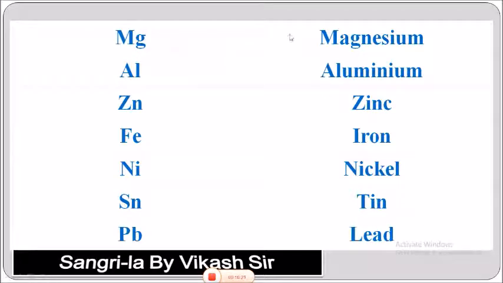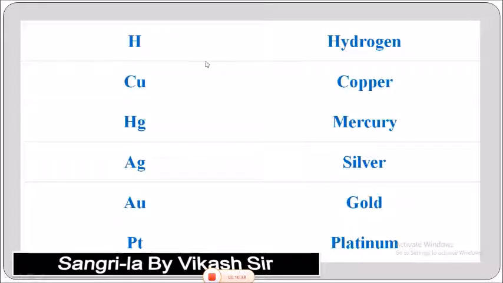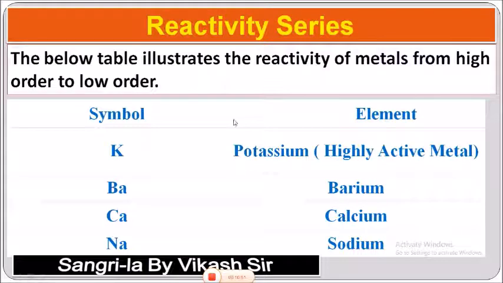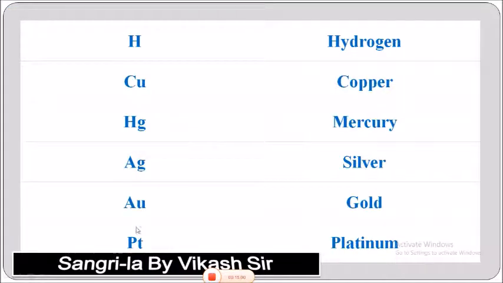You can remember Mg for magnesium, Al for aluminum, Zn for zinc, Fe for iron, Ni for nickel, Sn for tin, Pb for lead. Next hydrogen, H for hydrogen, Cu copper, Hg mercury, Ag silver, Au gold, and Pt platinum. These are all the metals I have written in increasing order of their strength. So the most highly reactive metal is sodium; you must remember this in your mind. And the least reactive metals are Pt, Au, Ag. These three least reactive metals are also called noble metals.